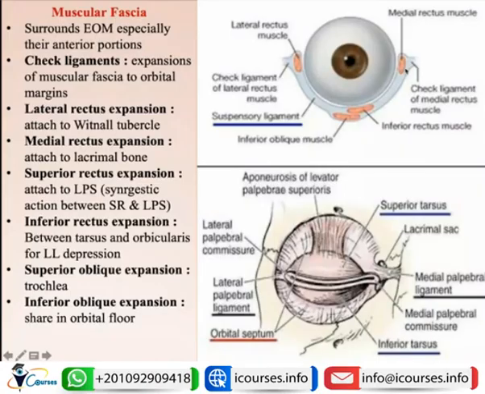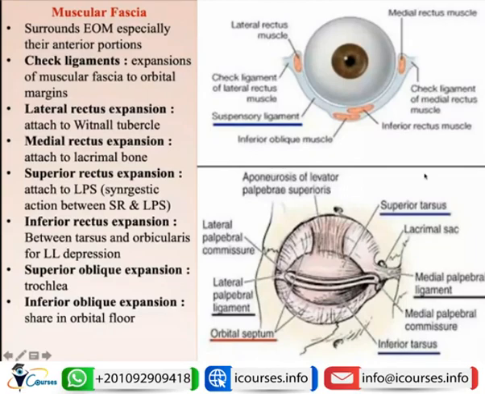So this is the check ligament of the medial rectus, and this is the check ligament of the lateral rectus. We have other fascia of the orbit, like the superior rectus expansion. The levator palpebrae superioris muscle and the underlying superior rectus are joined by a common sheath. This sheath leads to a synergistic action between both of them, meaning that if you are looking upward and you move your eyeball upward, you will find that the upper eyelid is elevated automatically. This is because of the attachment between the levator muscle and the superior rectus muscle.